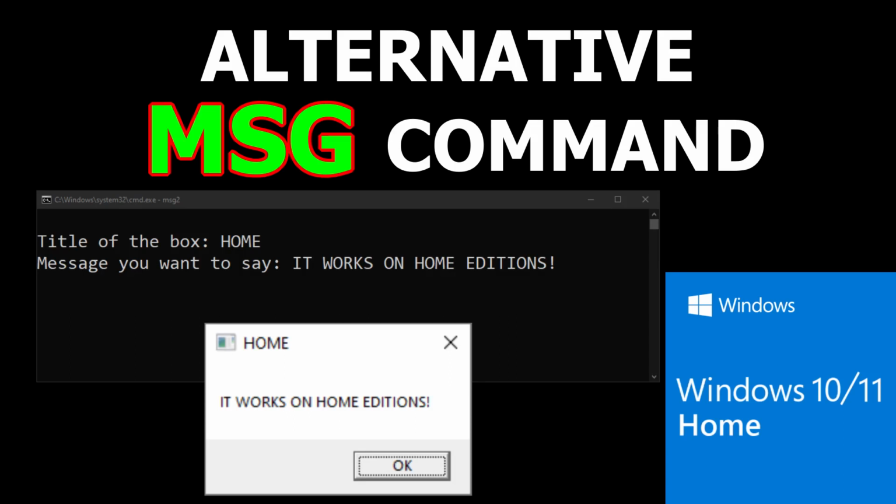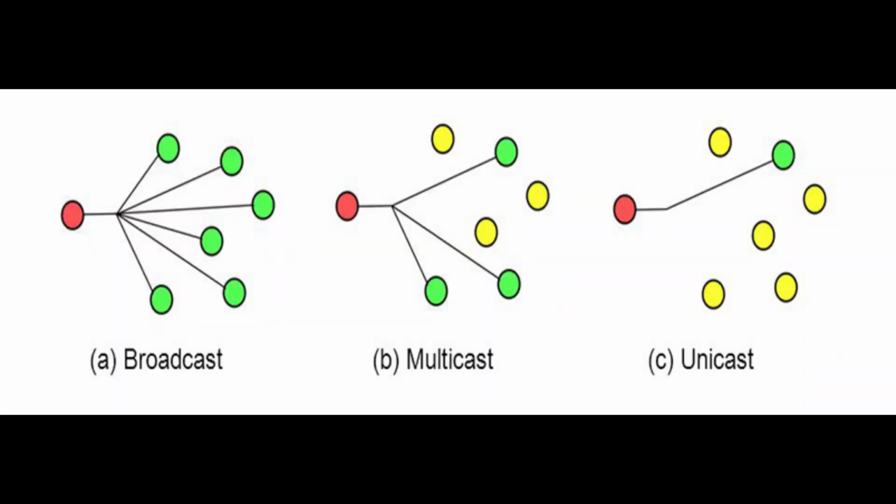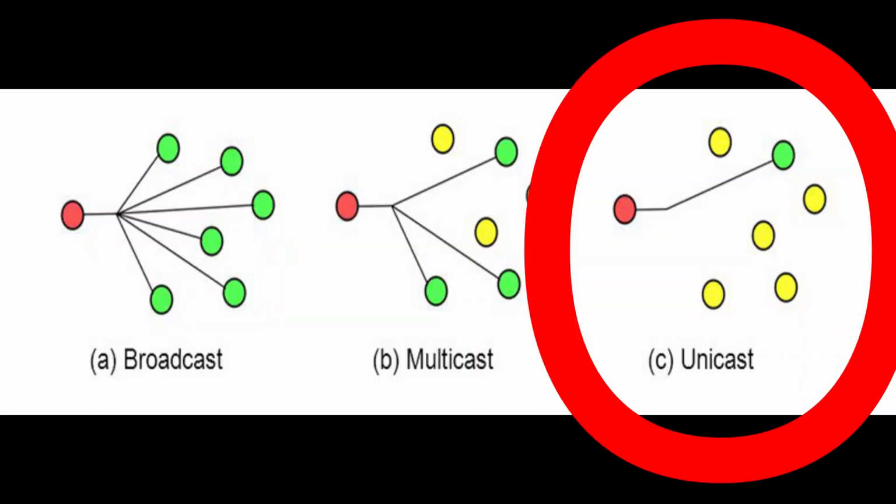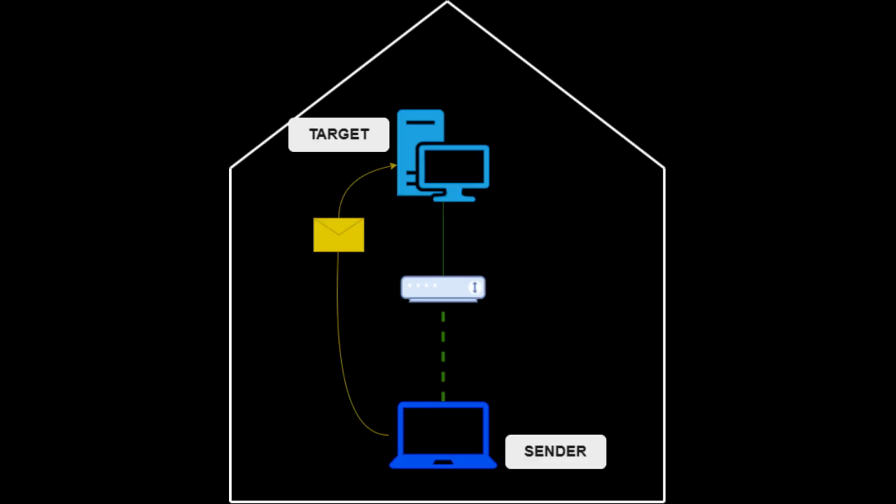Today, I will show you an alternative to the message command for Windows 10 Home. Before I start, I warn you that this method will be unicast transmission, and in my case, I will do it in the same local network, that is to say, both the sender and target will have to be in the same network. Very important, you will have to have administrator permissions of the target computer, in other words, to know the user and password of the administrator user. Now, let's get started with the tutorial.